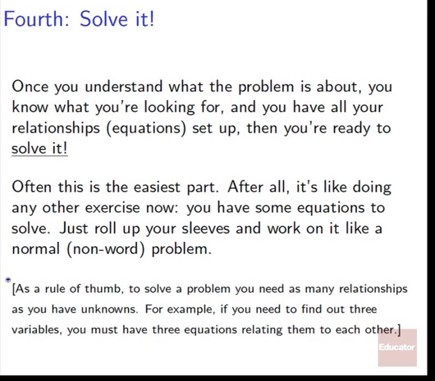And as a general rule of thumb, to solve a problem, you need as many relationships as you have unknowns. So for example, if you need to find out three variables, you'll have to have three equations or more that relate the three variables together. So you'll need the same number of relationships, same number of equations, as the pieces of information you're trying to find out. It's sort of like each equation is a key that you can fit into an unknown lock. Each equation is a piece of knowledge that you can use to shine a light on some unknown thing.